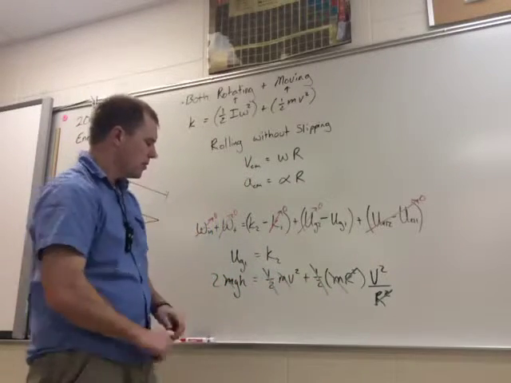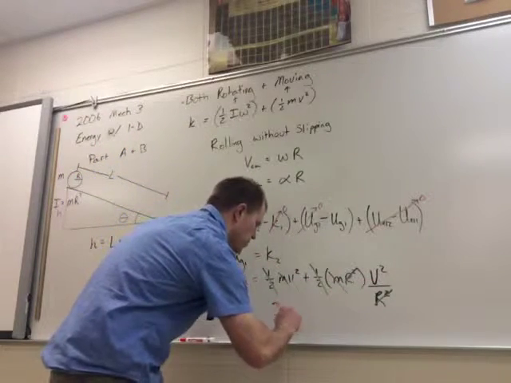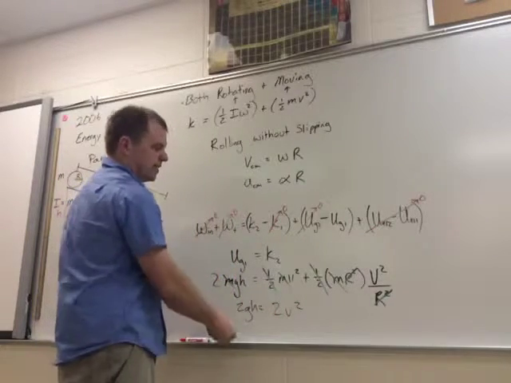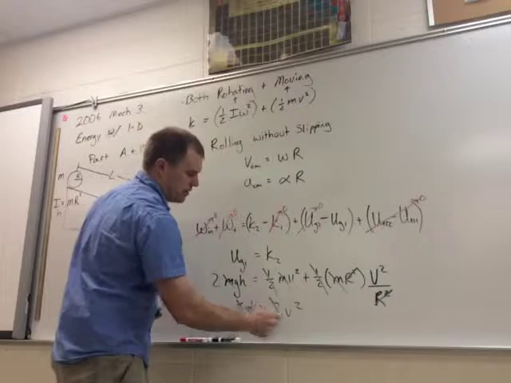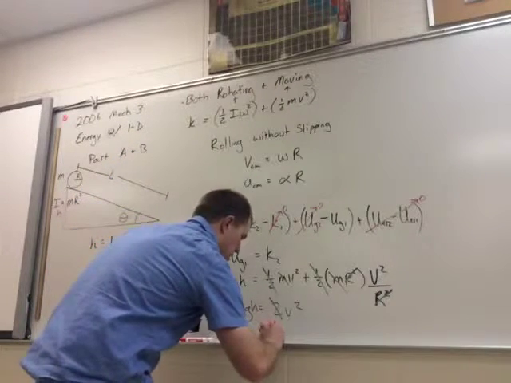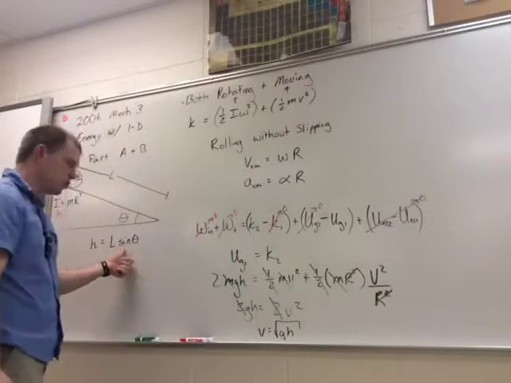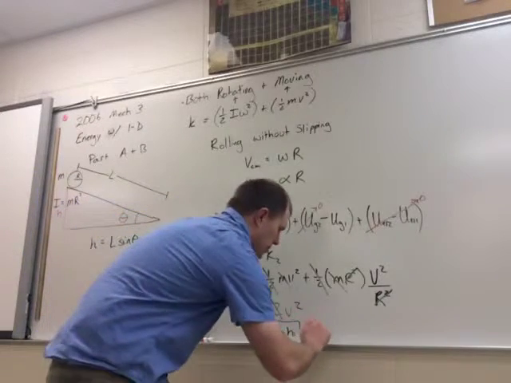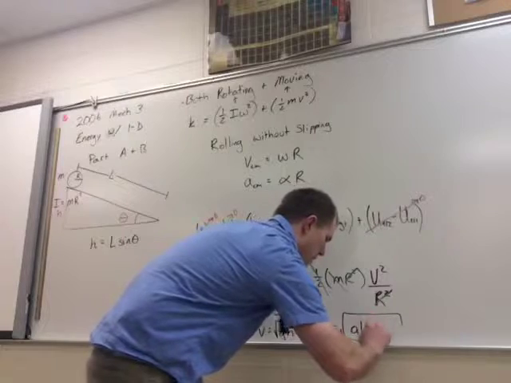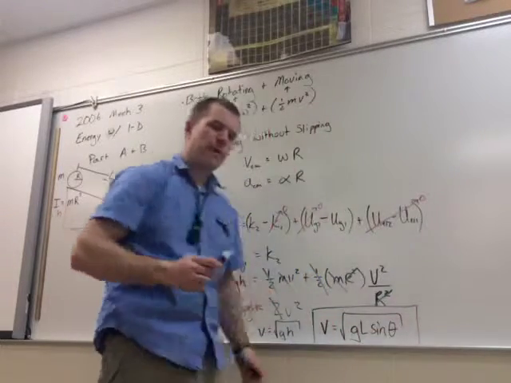And so what I'm left with is V squared plus V squared, so I'm left with 2V squared equals 2GH. I guess I could have left the 1/2s because they're going to cancel out here. And so I end up with the speed is equal to the square root of GH. But remember, we said H was L sine of theta, so I'm actually left with V is equal to the square root of GL sine theta. And there we have part B.